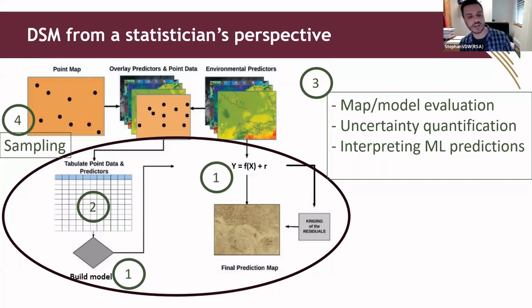Number four, sampling, is obviously also very big. I'm not so involved in that, but there's also a lot of statisticians working in that environment. So these points, 1, 2, 3, excluding 4, is what I will mainly consider today for the rest of this.